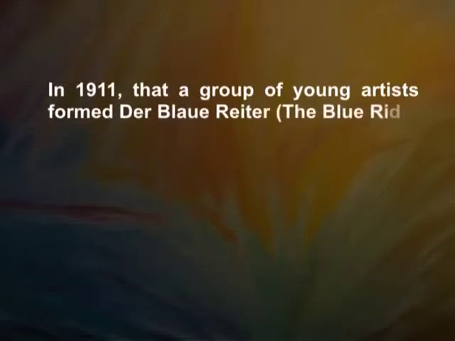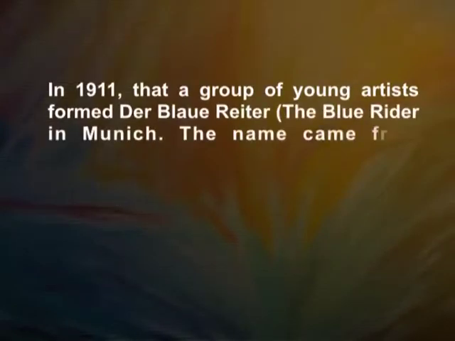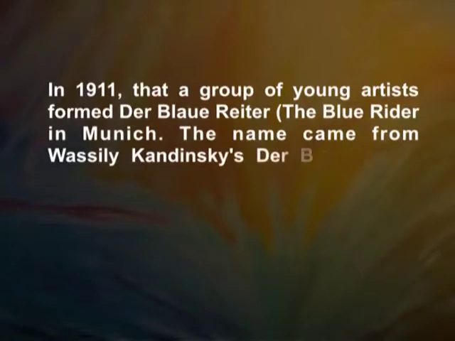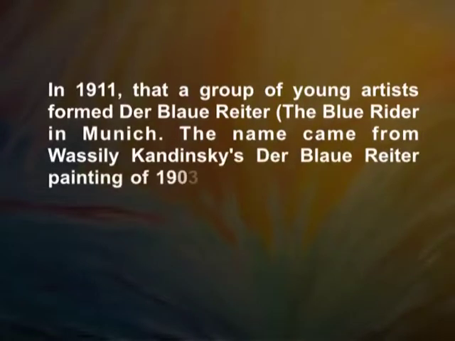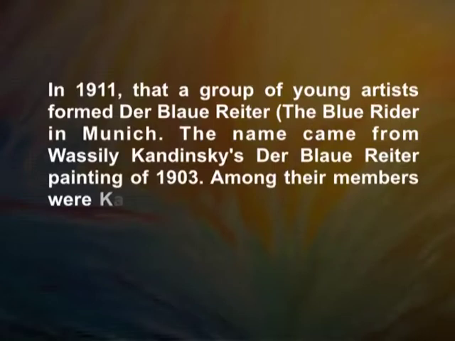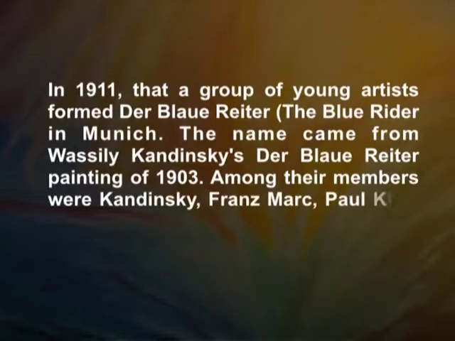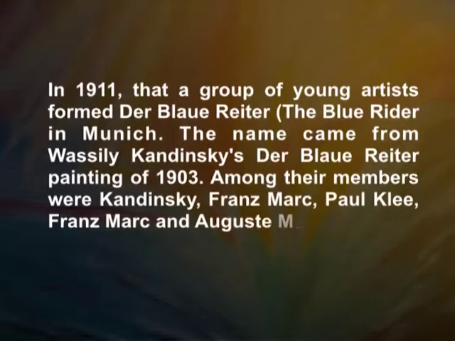In 1911, a group of young artists formed Der Blaue Reiter, the Blue Rider, in Munich. The name came from Vasily Kandinsky's painting Der Blaue Reiter of 1903. Among their members were Kandinsky, Franz Marc, Paul Klee, and August Macke. The group's formation was sparked by the rejection of Kandinsky's oil painting The Last Judgment in 1910 from a local exhibition.